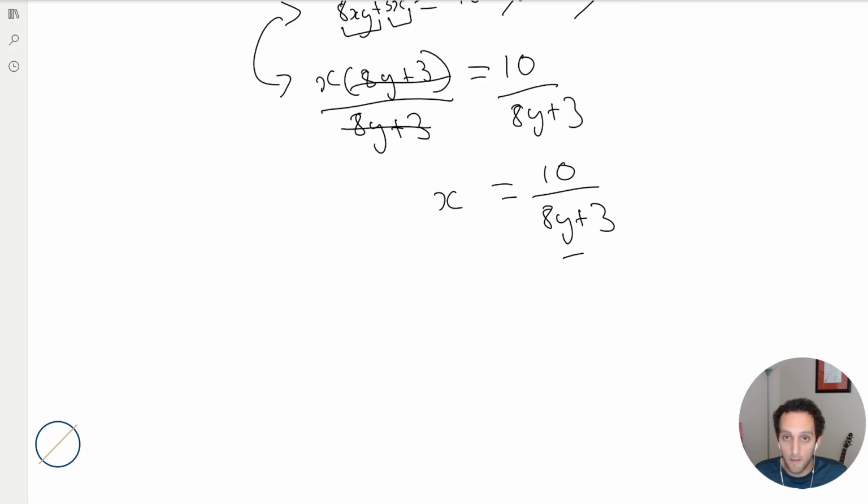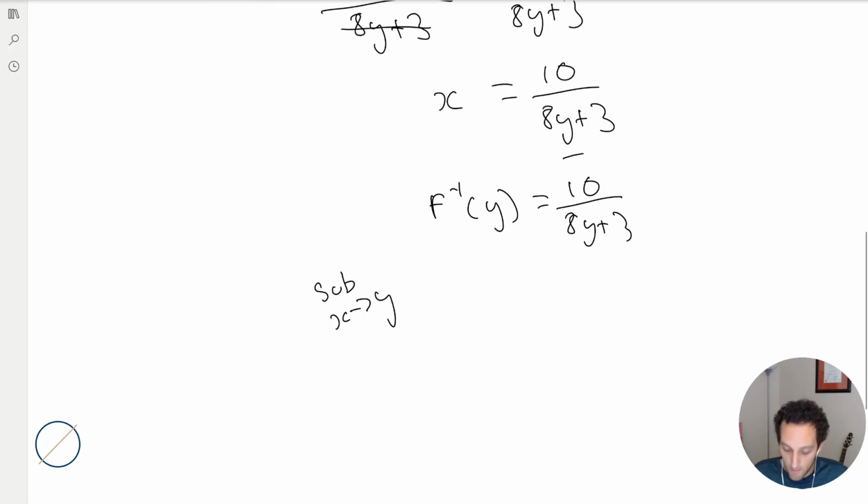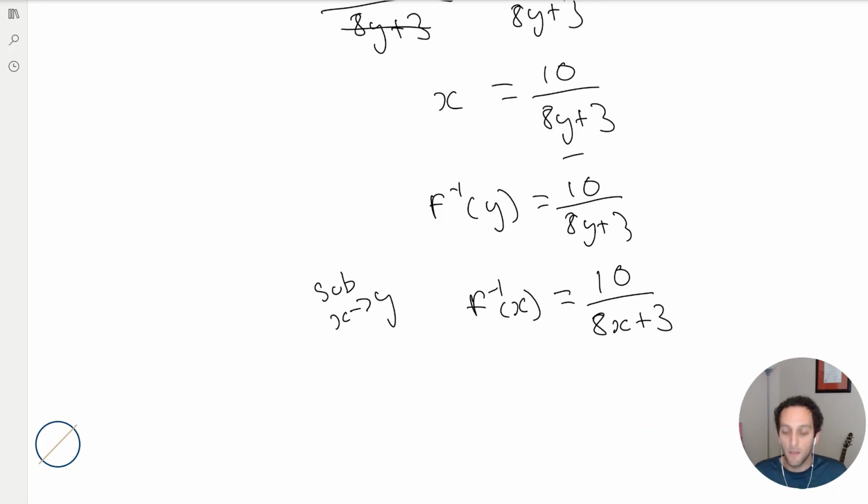So how do we deal with that? We have an inverse function, but it's in terms of y. So all we have to do is sub x in for y. And we'll have our solution. So we have the inverse function in terms of x is equal to 10 over 8x plus 3. And that's our final answer.